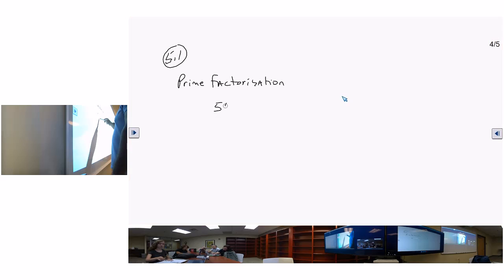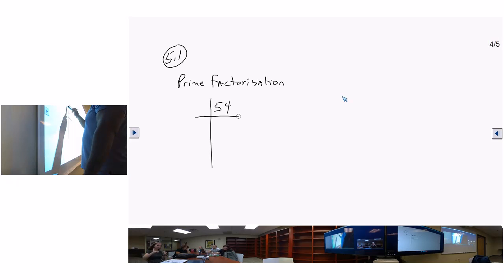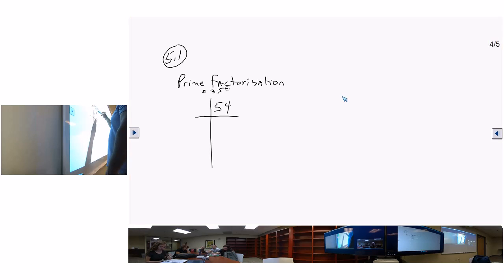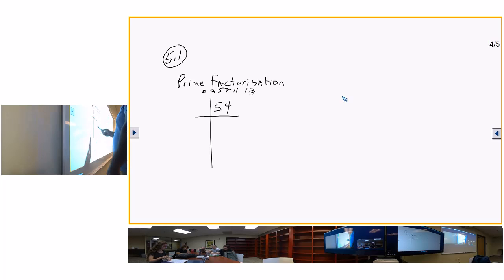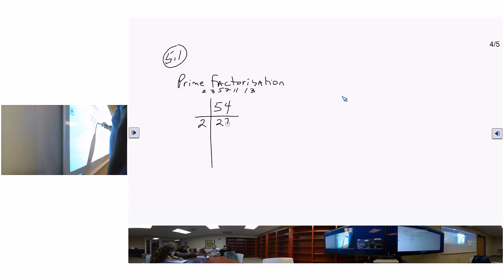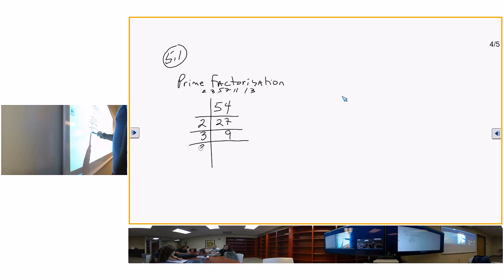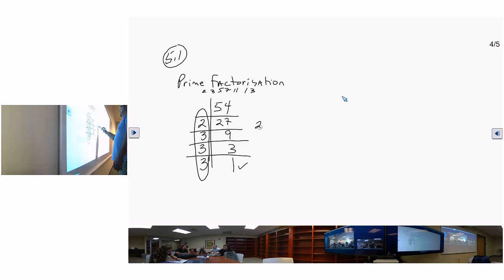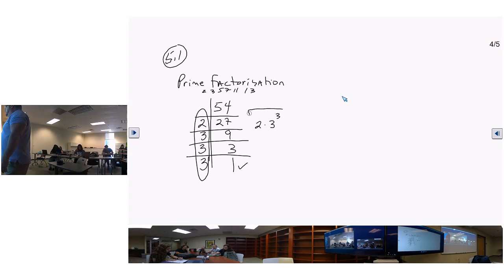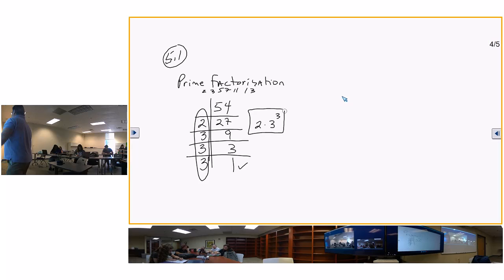54. 2, 3, 5, 7, 11, and 13. 2 will go in there, 27. 3 will go into 27, 9. 3 will go into 9, 3. And 3 will go in there one time. We got our 1. So the prime factorization of 54 is 2 times 3 to the third power. That's one thing I'm going to ask you.